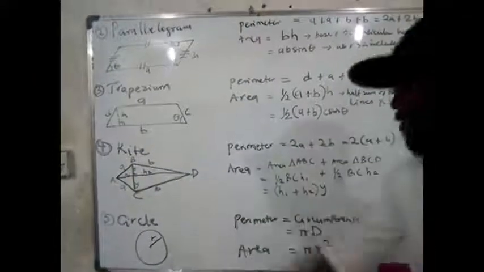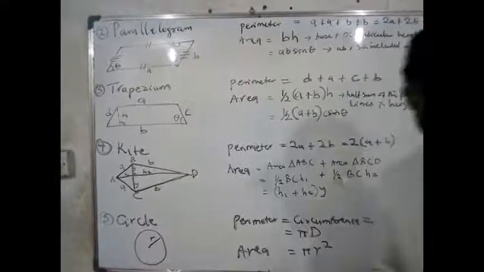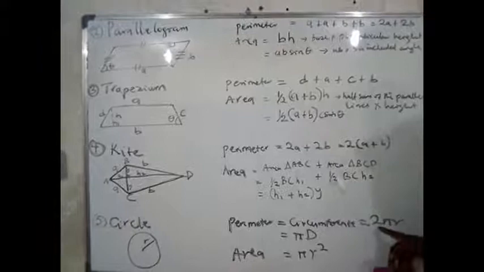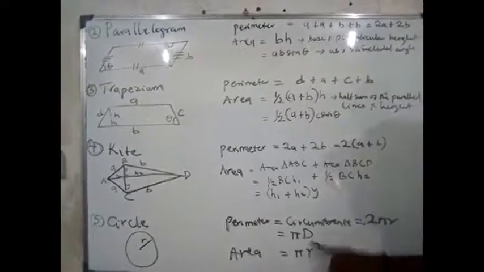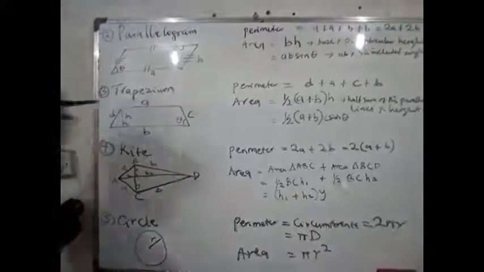Now we look at a circle. Circle, the perimeter is also called the circumference. Is that clear? Yes. And it's simply 2 pi r. And we know that 2r is the same thing as d. This is r, is it not? Yes, this is the radius. What is d? Diameter.